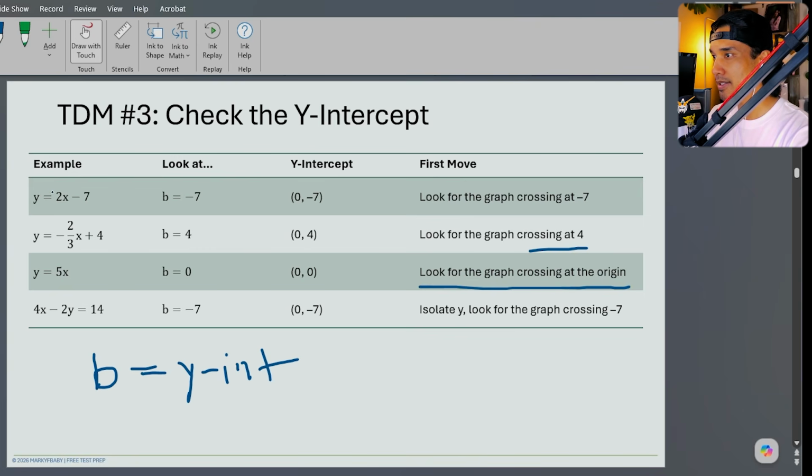Over here is just the same. These two are the same equations. I would isolate first, isolate my y, simplify, right? Because we could divide everything by 2. And then I would look for a graph crossing negative 7 because I would have gotten this equation after rearranging into y equals mx plus b.